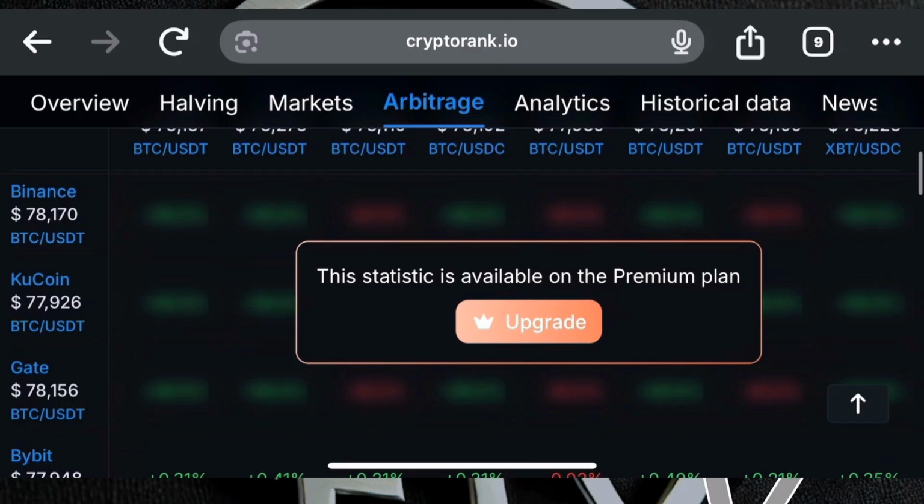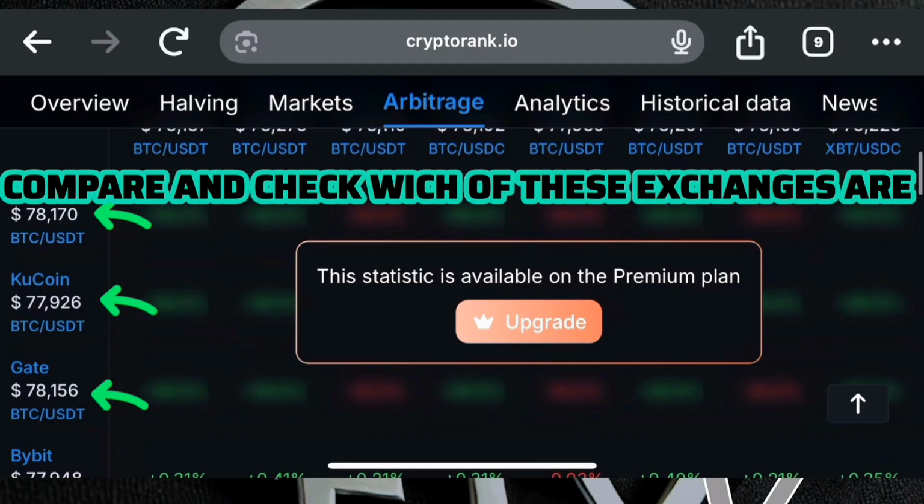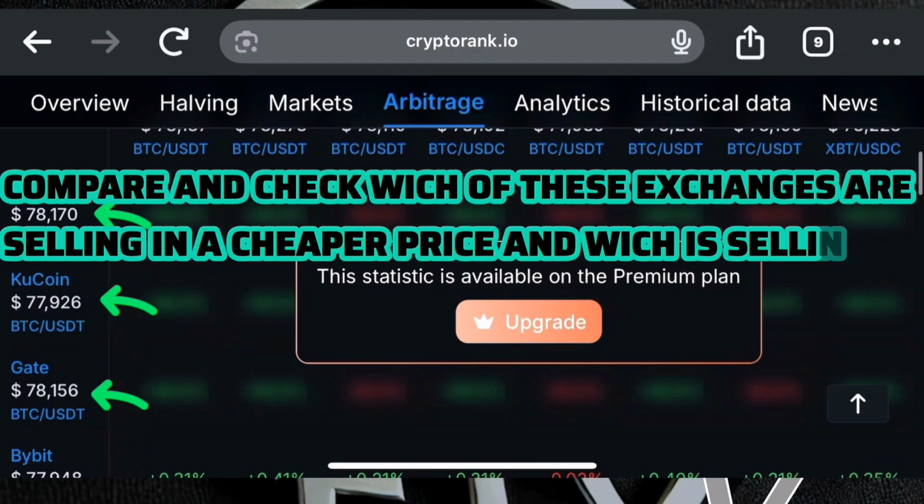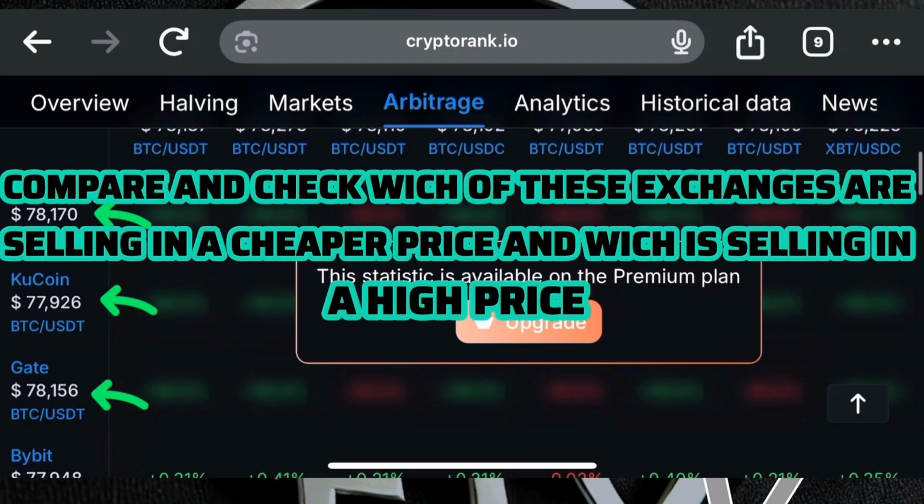At the Binance platform, it is at a rate of $78,000.2. At KuCoin, it's at a rate of 78,300. At Gate.io, it's at a rate of 78,394. At Bybit, it's at a rate of 78,394. There are a lot more that you can check out, but let's go straight to business. What you can do is compare which of these exchanges are selling at the cheapest price and which are selling at the most expensive price.